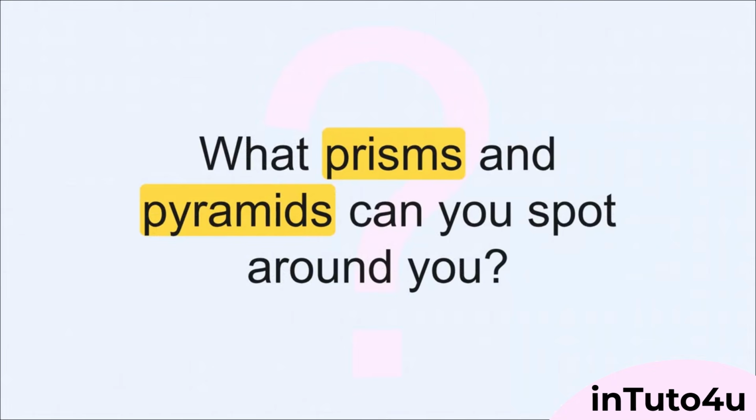So the next time you see a skyscraper, a cereal box, or even just a wet floor sign, you'll know exactly what you're looking at. The world is literally built on these simple, elegant shapes. So I'll leave you with a little challenge. What prisms and pyramids can you spot today?